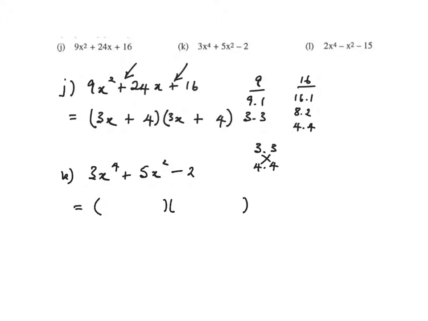So I'm going to put 3x squared here and x squared here. I want to get a plus 5. Now the factors of 2 are 2 and 1, so I'm going to put the 2 here. That will give me a 6x squared, and I'll put the 1 here. Now the signs in the brackets must be different because of this negative, so I'm going to put the plus here. That will give me a plus 6x squared, and the minus can go here.